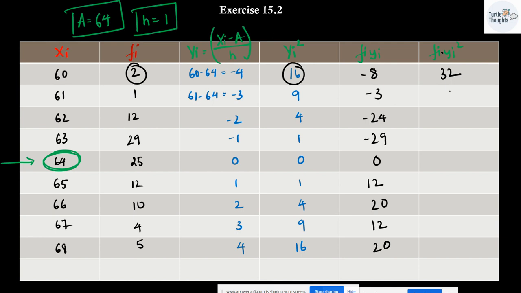1 multiplied by 9, I will be getting the value as 9. 12 multiplied by 4 is going to be 48. 29 multiplied by 1 is going to be 29 itself. Anything multiplied by 0 is 0. 12 multiplied by 1 is 12. 10 multiplied by 4 is going to be 40. 4 multiplied by 9 is going to be 36. And 5 multiplied by 16 is going to be 80.